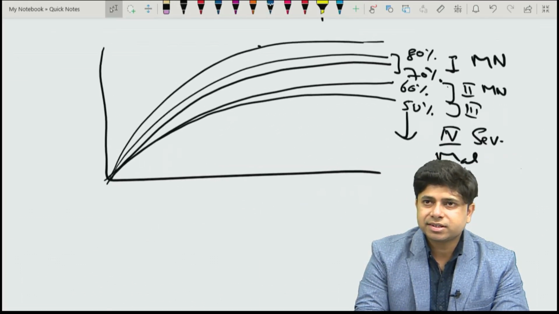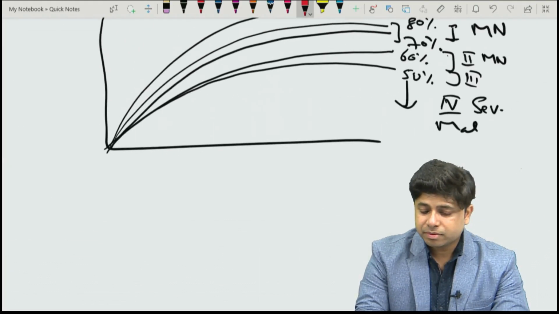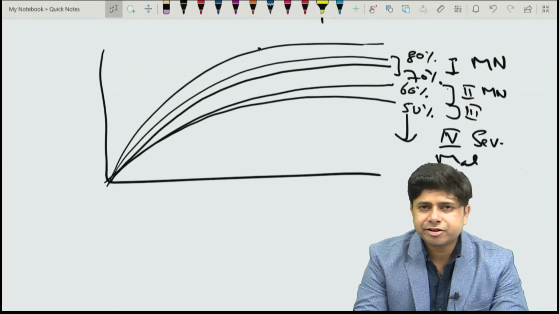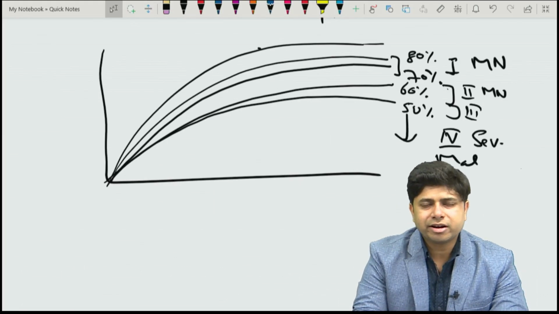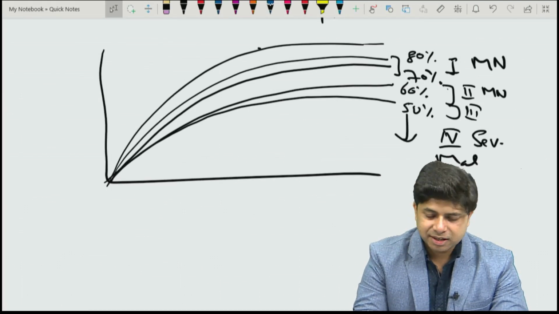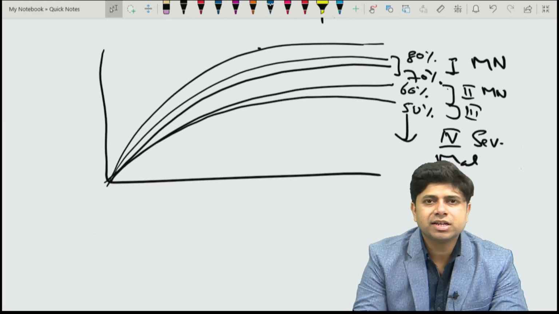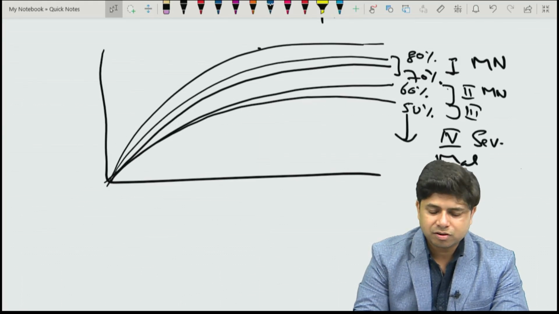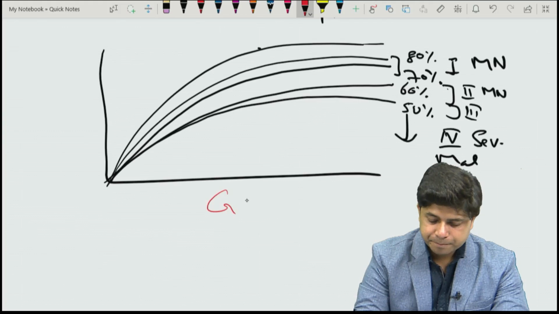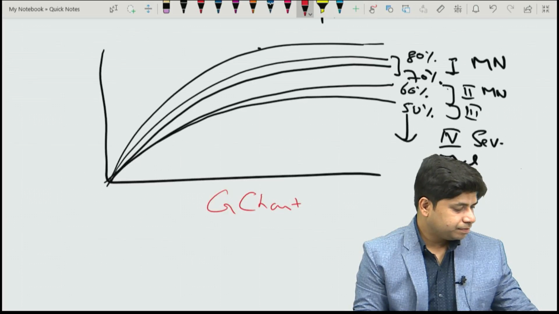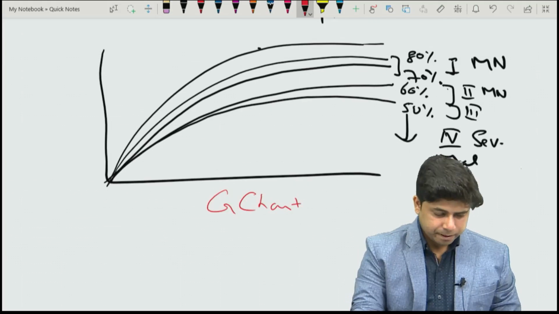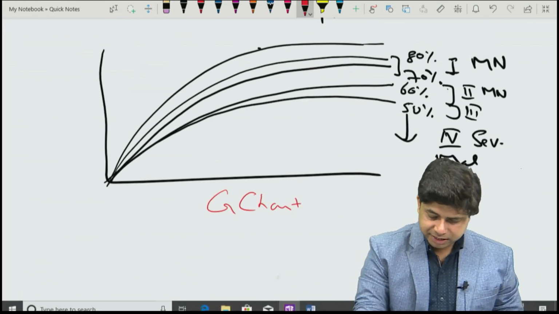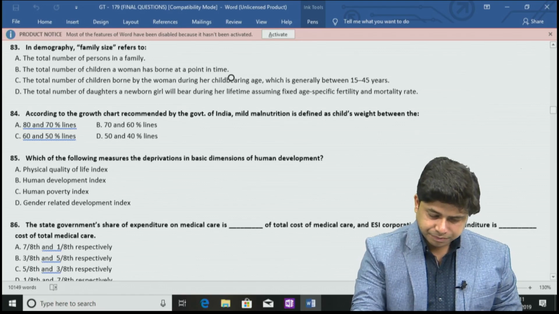So I hope this is clear. 80% to 70% is mild malnutrition. 70% to 60% is grade 2 or moderate malnutrition. 60% to 50% is grade 3 malnutrition, and the fourth is severe malnutrition. This is the WHO growth chart. So let's go to the next question, which is question number 85.